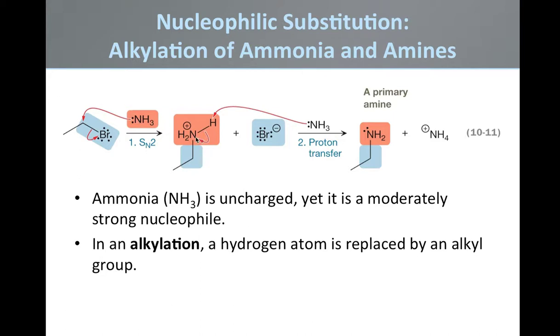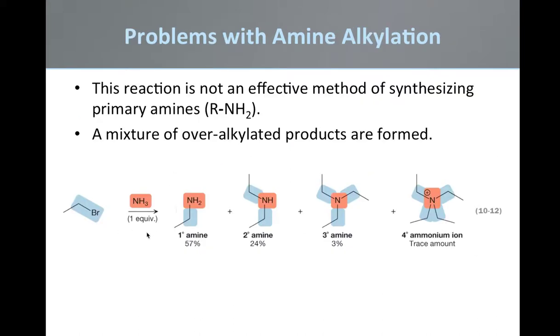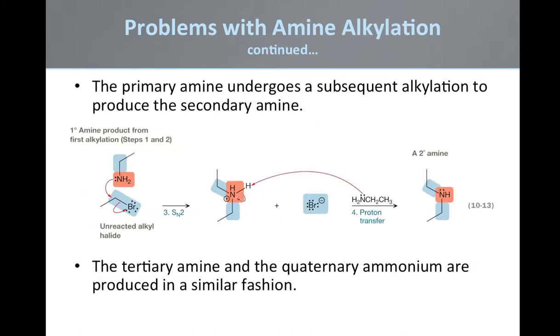So this is going to immediately react with another ethyl bromide, and the process will be repeated. So we can't stop it at a primary amine. Notice the product distribution. We'll get some secondary amine and some tertiary amine and even some ammonium ion, a quaternary ammonium salt. So mechanistically, the problem is that the product is a stronger nucleophile than the reactant.